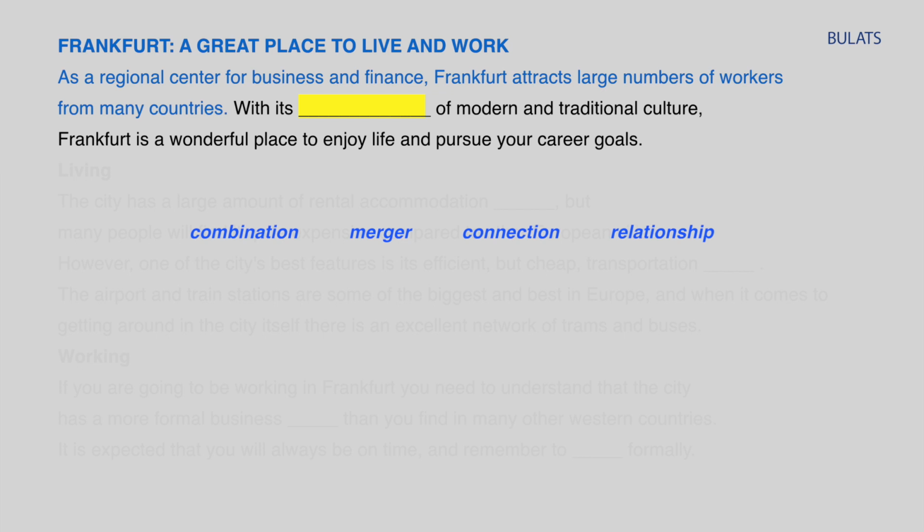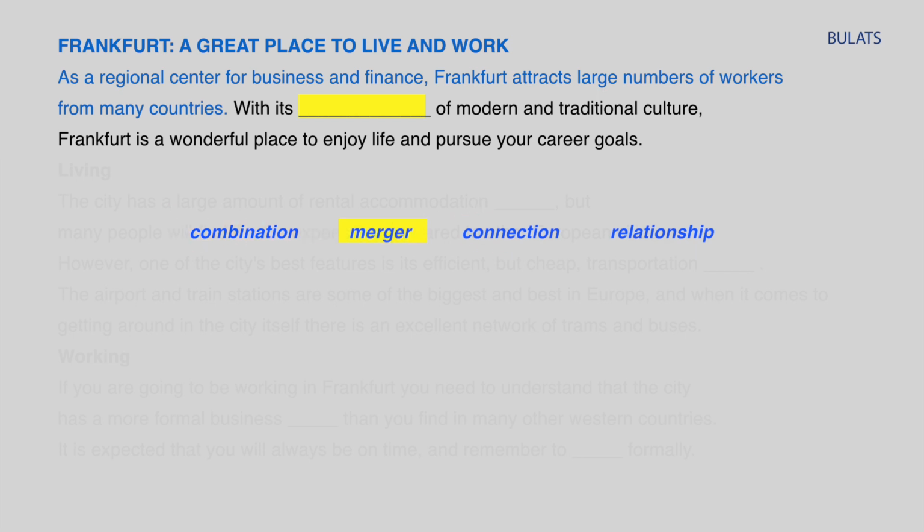Perhaps the word you thought of is even one of the choices. Well, let's start with A, combination. A combination of A and B does have the right meaning here, meaning several things joined together inside something else.